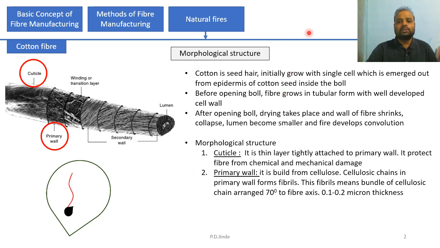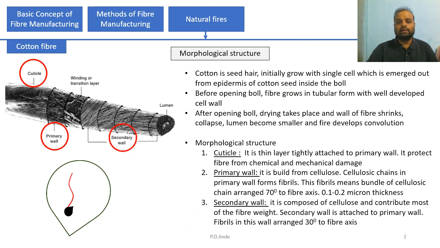Let's talk about the third important layer, and that is called the secondary wall. Now you can see this is the secondary wall, and this is composed entirely of cellulosic material. It is composed of cellulosic material and contributes most of the fiber weight. That means this secondary wall is the main component of a fiber. It contributes almost all of the fiber weight.